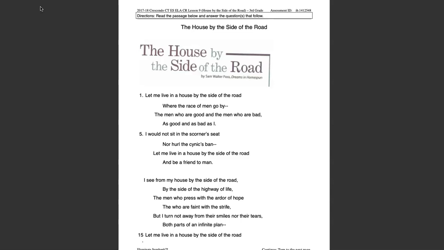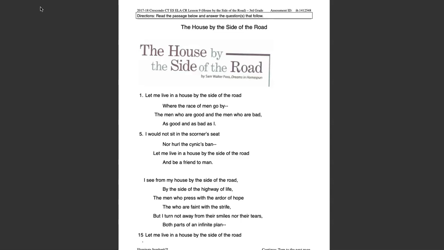So, today you are going to read a new poem called The House by the Side of the Road. This is a very famous poem. This poem was written a while ago and it is used all over the world in high school, in college, in elementary school, in different places. And people love this poem because it has such a cool meaning, a deeper meaning.